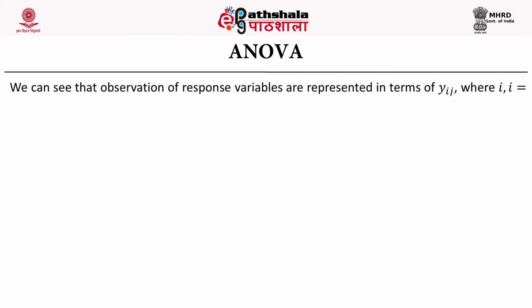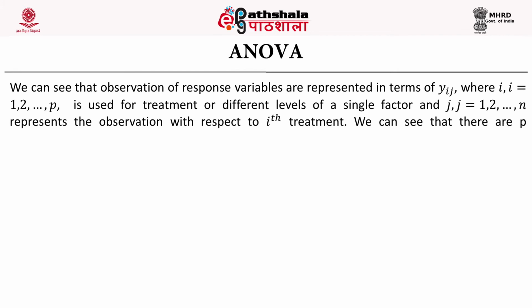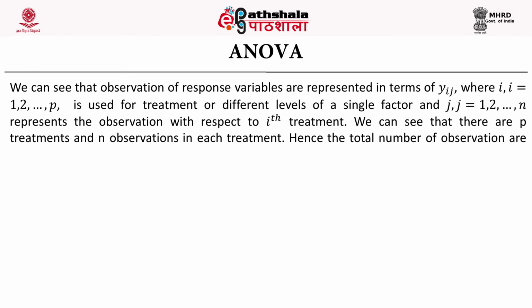We can see that the observations of the response variable are represented as y_ij, where i and j vary from 1 to p and 1 to n. i is used for treatments or different levels of a single factor, and j represents the observation with respect to the ith treatment. There are p treatments and n observations in each treatment, hence the total number of observations is np.